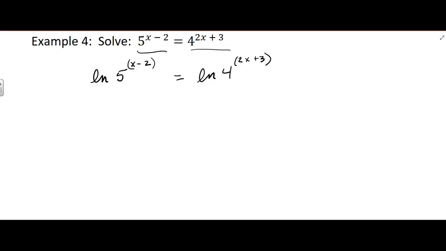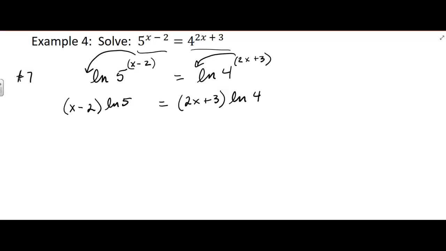Okay, now we have to use our logarithm rules, the power rule. We're going to bring that down. That's rule number 7 if you're numbered on your paper or something. Anyway, we bring that down. Keep the parentheses because that'll be important. So x minus 2 times the natural log of 5. We're going to do the same thing on the other side. We're going to bring the exponent down. 2x plus 3 equals the natural log of 4. Okay, now remember the natural log of 5, it's just a number. Same with the natural log of 4, it's just a number.